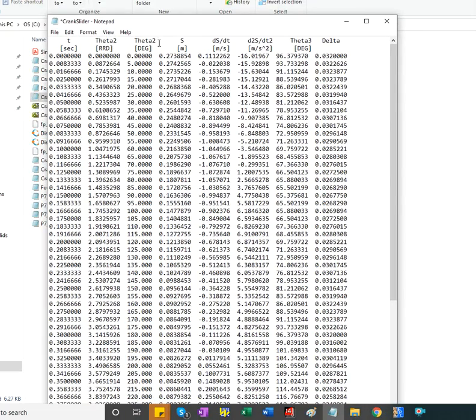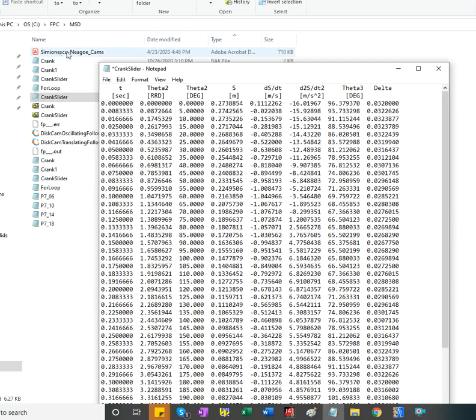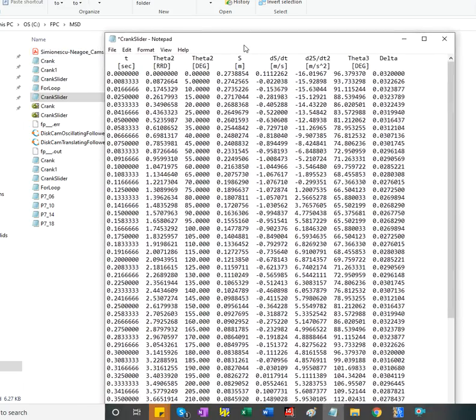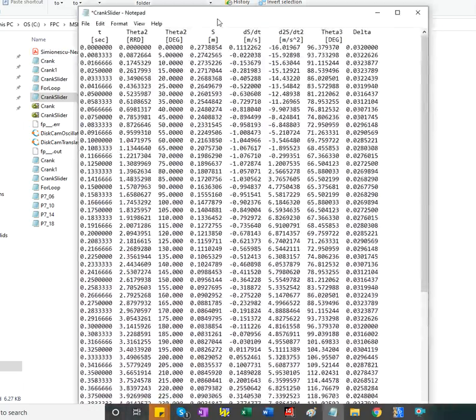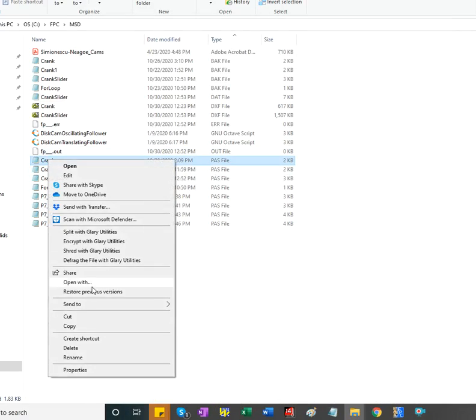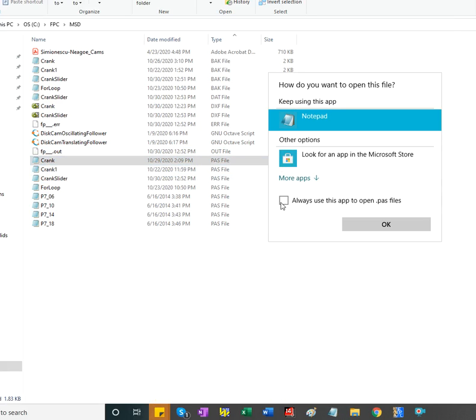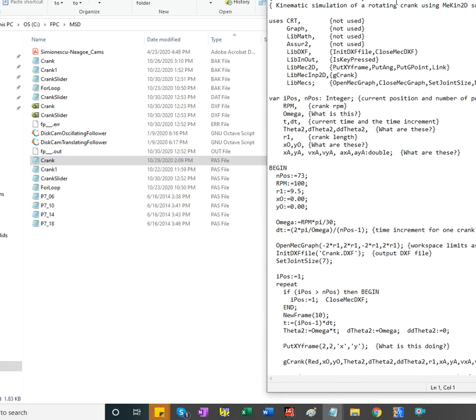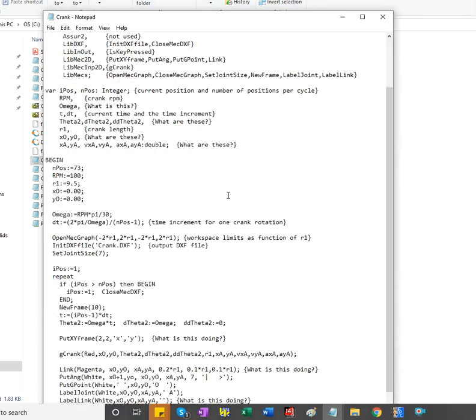I assume you know how to open text files in Excel. Your Notepad might not be configured to open DAT or other extension than TXT files. I'm sure you know how to make it open other files. I can open with Notepad anything. I can open a PDF file, for example, if you're curious how it looks like, as well as Pascal files. So open with, and my default is Notepad, and I can inspect source codes.